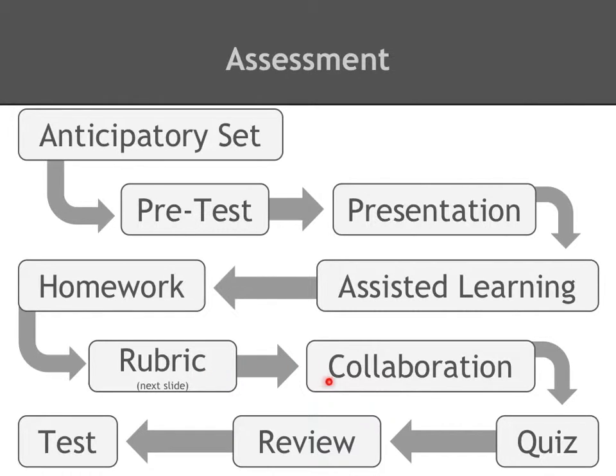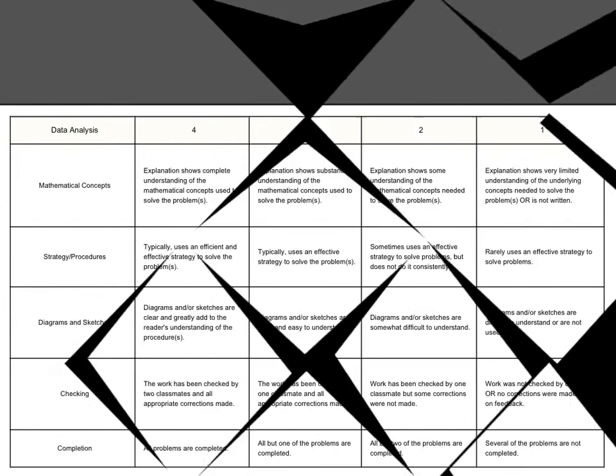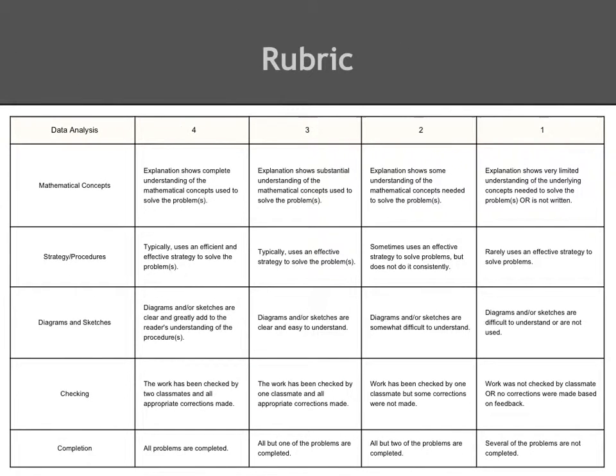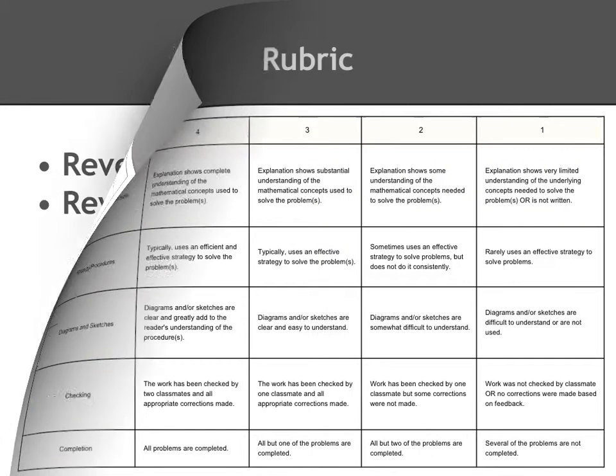Students will have a chance to work together on another project in the second period of the lesson. A quiz will be given after the lesson to check for understanding, and any information that is not properly understood will be repeated in a review session before the final test. Here is a sample of the rubric that will be used to grade their homework assignment.